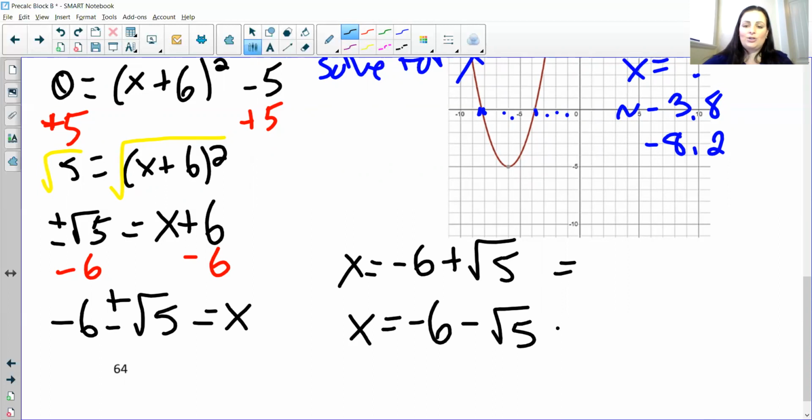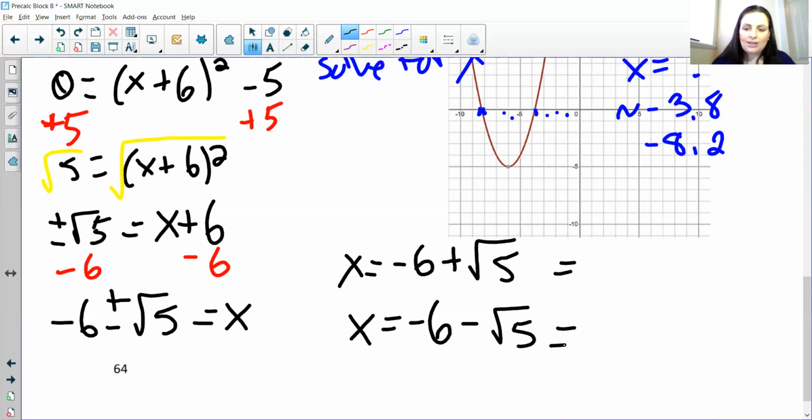Now, if I asked you for an exact value, and I want the exact value of the x-intercept, you would leave it like that, because that cannot be simplified. -6 and the square root of 5 are not like terms. They are not like radicals. You can't add them. You can't multiply them together. You just have to leave them like that. The square root of 5 is already a simplified mixed radical. It cannot be simplified further either. So that would be your answer.